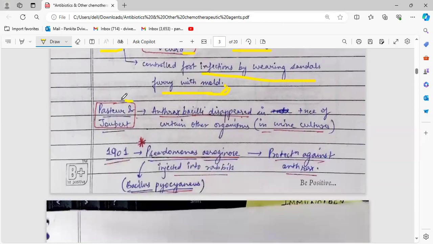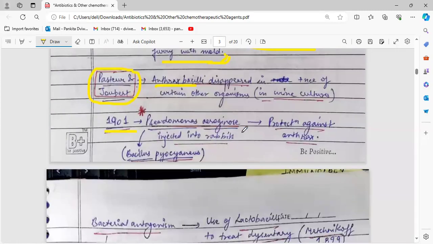Coming on to the next thing, which is about Pasteur and Joubert. They observed that in culture, the anthrax bacilli disappeared when there were other organisms present. In 1901, when Pseudomonas aeruginosa was injected into rabbits, it caused protection against anthrax infection in rabbits. Pseudomonas aeruginosa was at that time called Bacillus pyocyaneus.